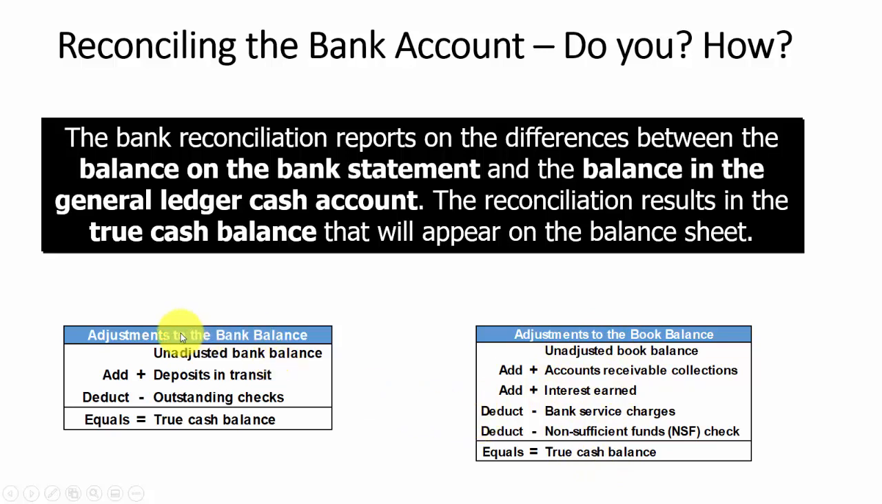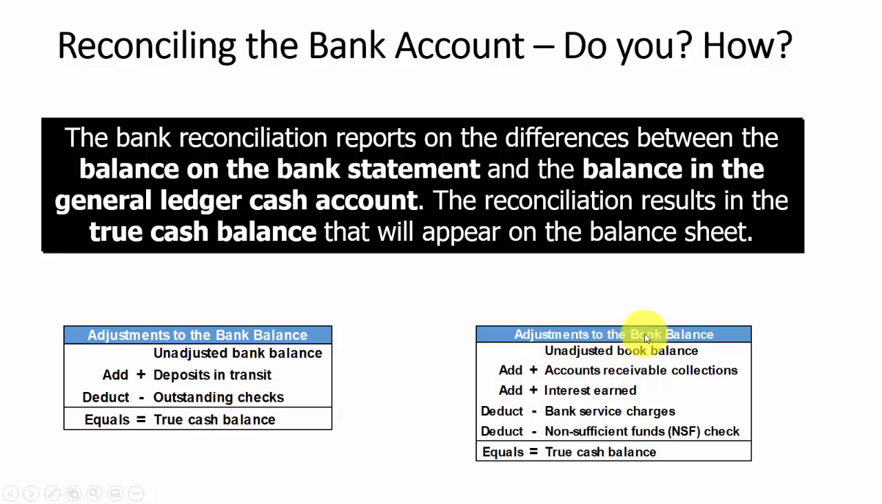On the bank statement side, the bank won't know about things like deposits in transit, things that you put in the bank that the bank hasn't recorded yet. They also won't know about outstanding checks. You're going to have to add deposits in transit on the bank side and deduct outstanding checks on the bank side to get to this true cash balance.